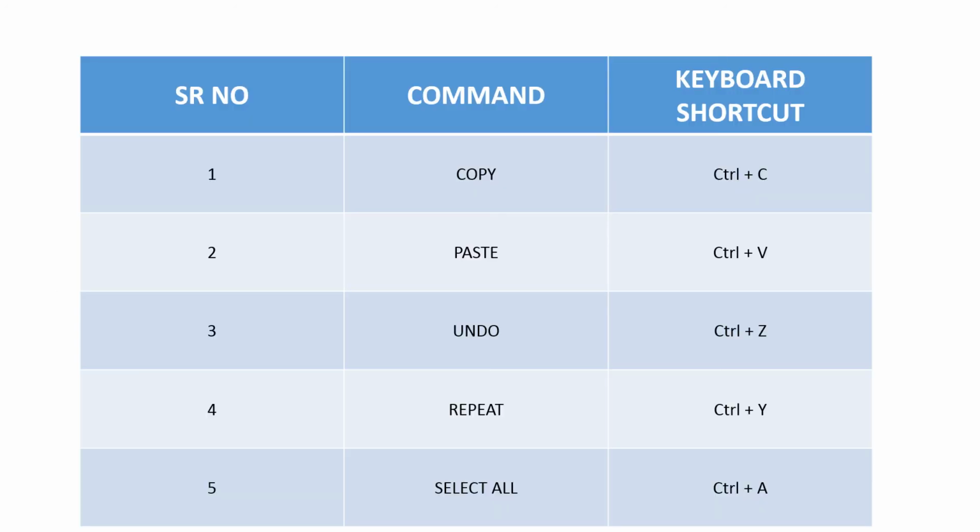Now let us revise the keyboard shortcuts that we have studied so far. First we have studied about the copy command, and the keyboard shortcut for that is Ctrl plus C. Then we have studied about the paste command, and the keyboard shortcut for that is Ctrl plus V. Then we have studied about the undo command. Undo command keyboard shortcut is Ctrl plus Z. Then next is repeat or redo command, and the keyboard shortcut for that is Ctrl plus Y. And then next we have studied the select all command, and the keyboard shortcut for that is Ctrl plus A.